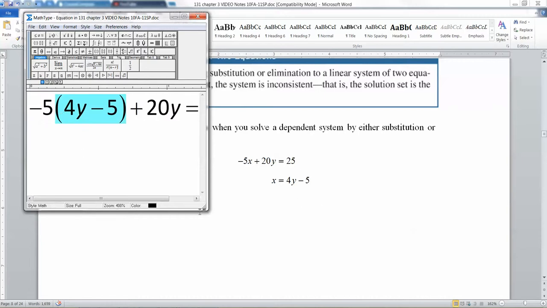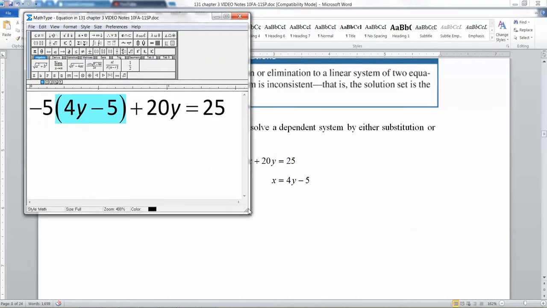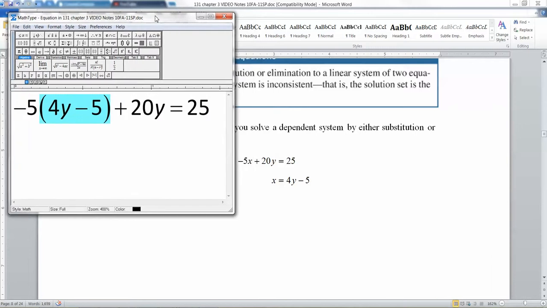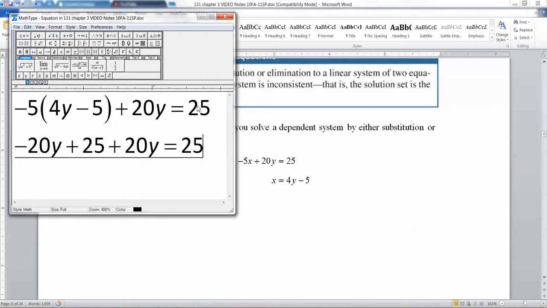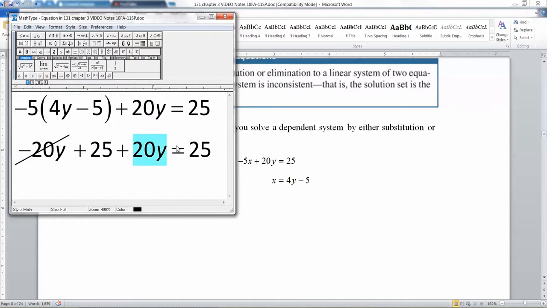So that was my bottom equation. See how x is already solved for down there? You're going to substitute it into that top equation, that substitution method. And then you just solve it. You go, okay, that's negative 20y plus 25 plus 20y equals 25. Now here's an issue again. Negative 20y plus 20y disappears, right? And you're left with 25 equals 25.